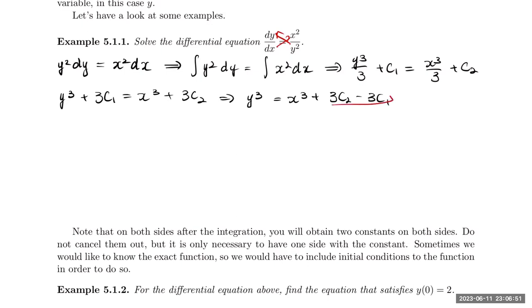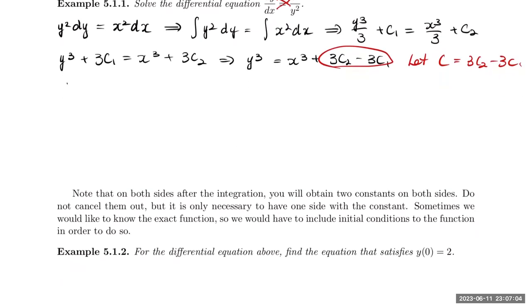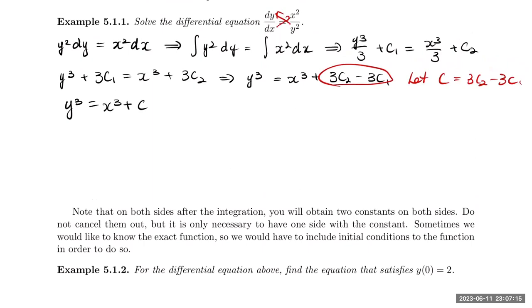However, since this constant is just going to end up as another constant, I'm just going to let c be equal to 3c2 minus 3c1. So in that case, what I would get is y cubed is equal to x cubed plus c. So we don't have to worry about other numbers now. Then taking the cube root on both sides, we get y is equal to the cube root of x cubed plus c. And that is the solution to the differential equation.